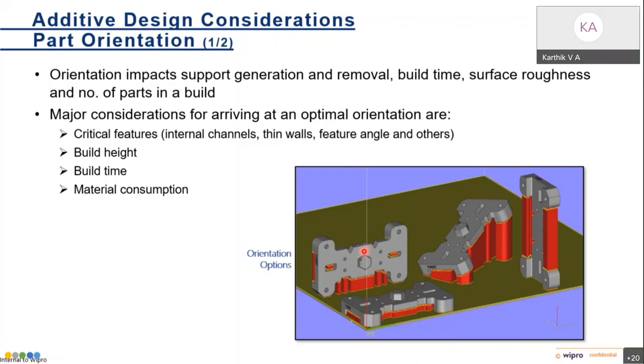But the major considerations in arriving at the optimal orientation are the critical features, like the internal chambers or thin wall structures; the height, because the height plays a significant role in the cost; and the build time, because that directly affects the amount of time your machine is running. And lastly, the material consumption, because we are covering the entire build platform, and as a result the amount of raw material utilized is also high. So these are factors we have to consider while designing the component and orienting it prior to actual fabrication.